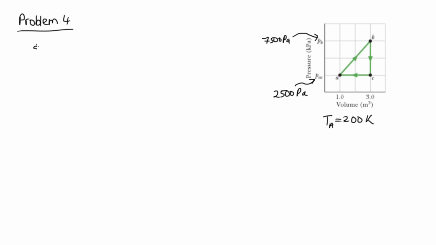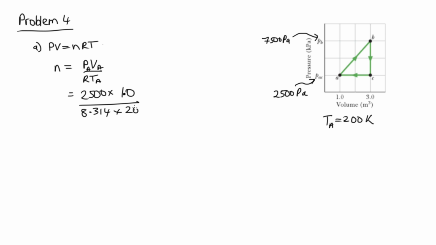So in part A, we're asked for the number of moles. So we'll need to use our ideal gas law. PV is equal to nRT. So n is equal to PV over RT. And now at point A, we know the pressure, we know the volume, and we know the temperature. So we'll work out all these things at point A. And so we've got 2,500 times 1 meter cubed over 8.314 times 200, and solving that on the calculator, I get 1.5 moles, and that's to 2 significant figures.